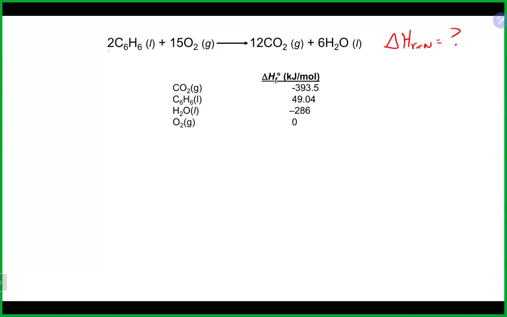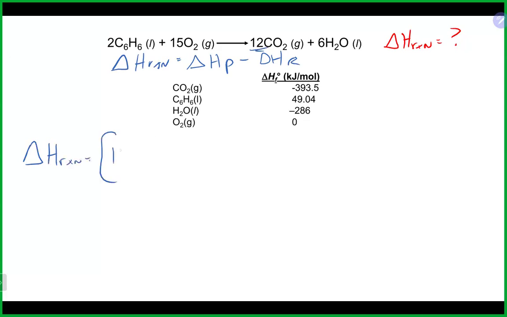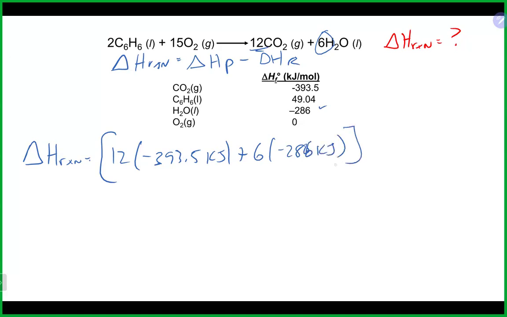Okay, so once again, let's take a look here. Delta H of this reaction is going to be, again, the delta H of our products minus the delta H of our reactants. So we'll start on the product side. We do have a 12, so we need to take 12 times the CO2 value, which is minus 393.5 kilojoules. We're going to add it to our 6 waters, so 6 times the value of water, minus 286 kilojoules. That takes care, once again, of all of our products.